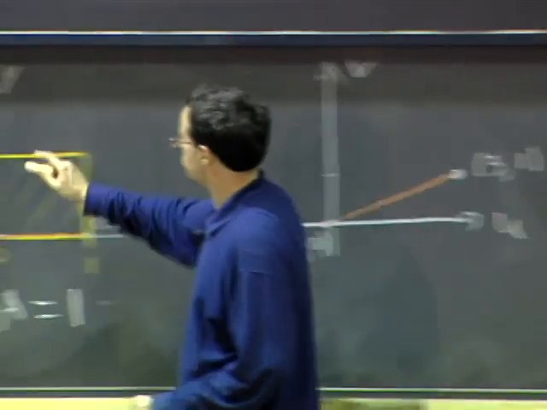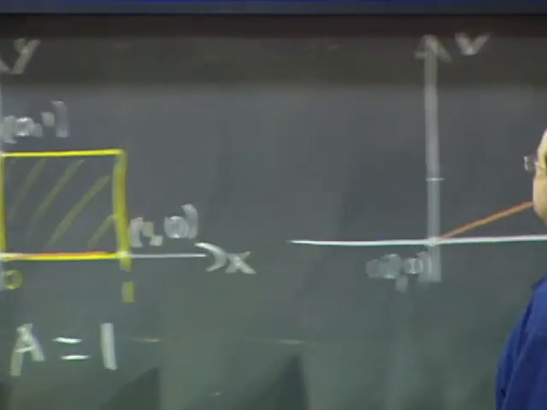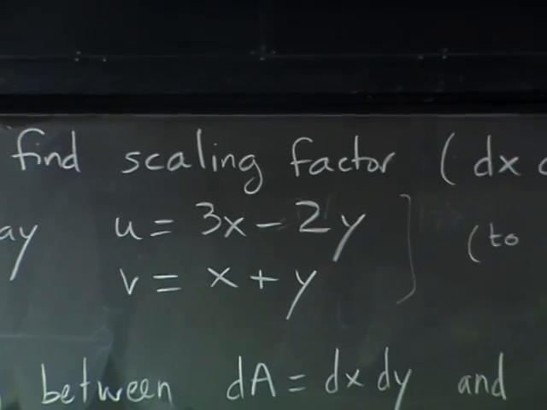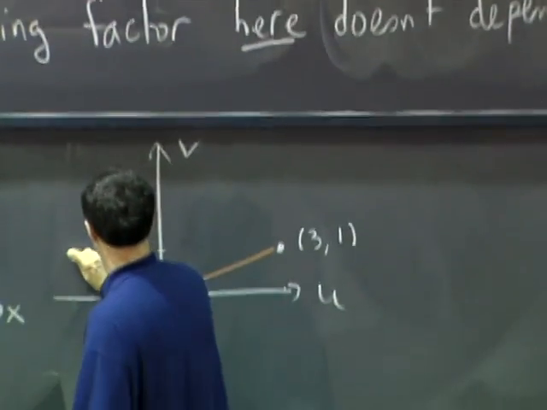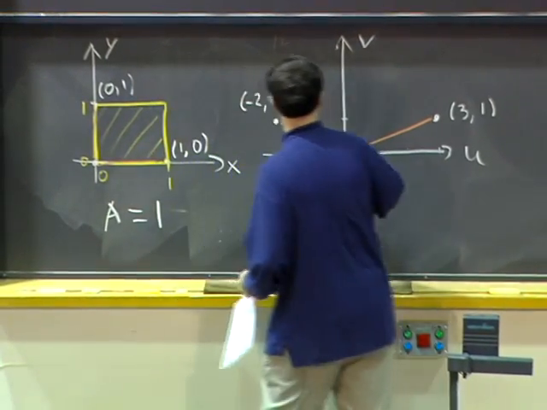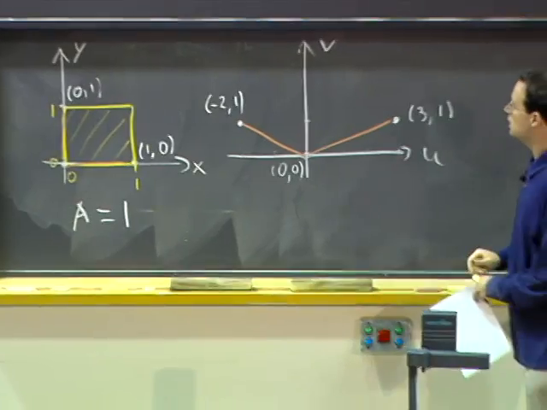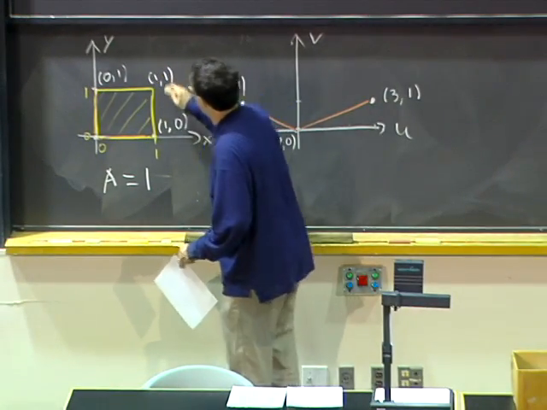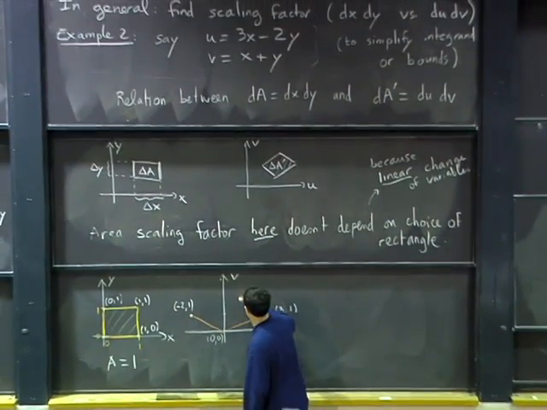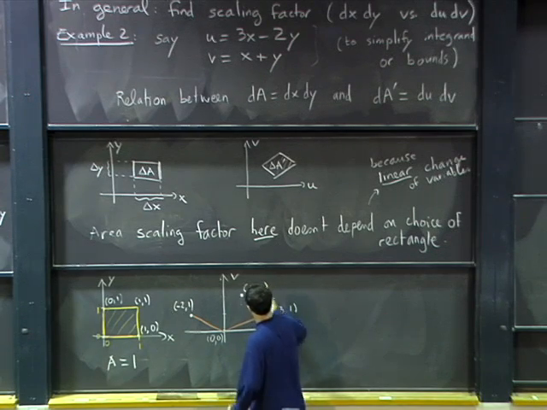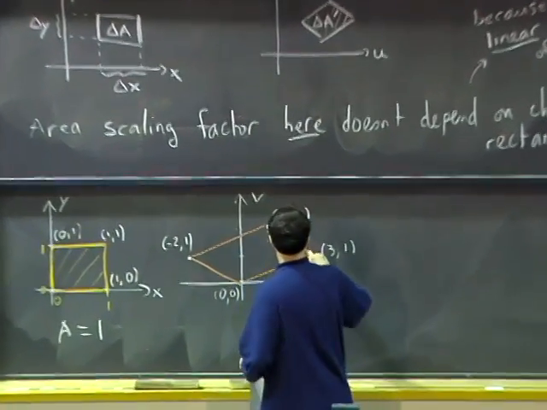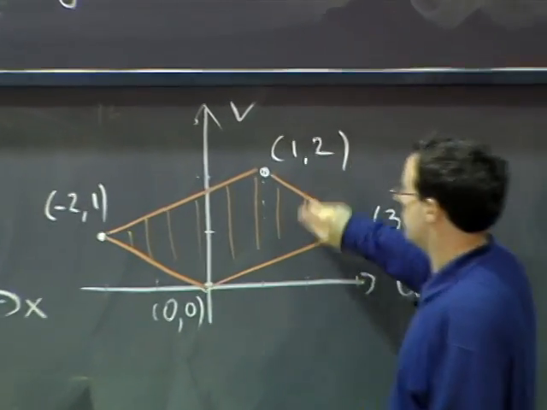Next, let's look at that point. So that point here was 0, 1. If I plug x equals 0, y equals 1, I will get negative 2 and 1. So this edge goes here. Then if you put x equals 1, y equals 1, you'll get u equals 1, v equals 2. So I want 1, 2. And these edges will go to these edges here. And you see it does look like a parallelogram.